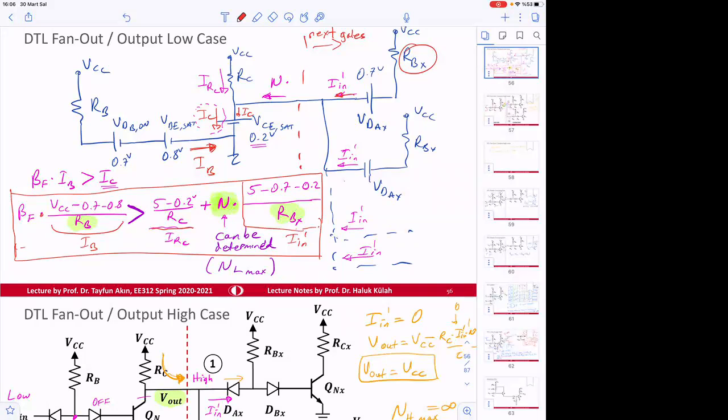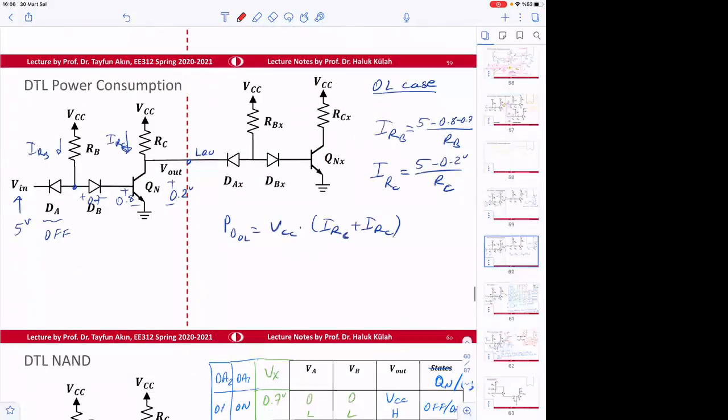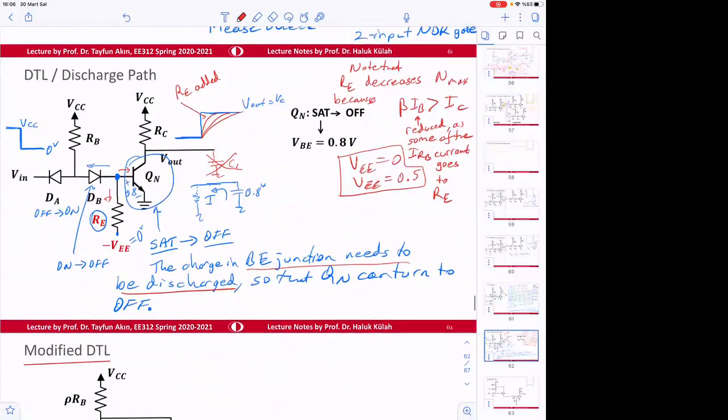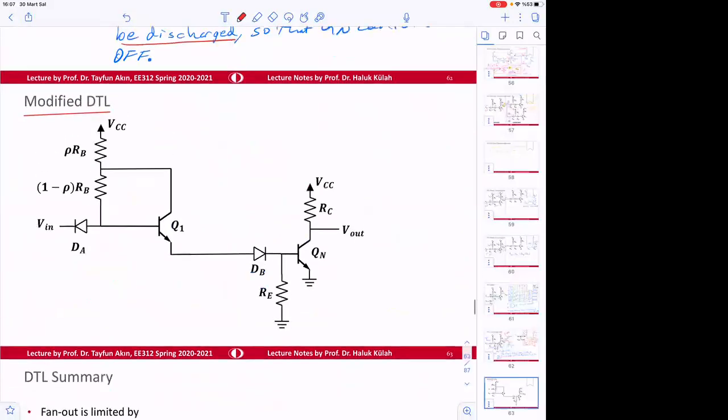So this is just to remind you the equation. This is fixed, so we don't want to do anything with this, but here the fan out really depends on that RB. And the smaller it is, IB is increasing, but also this is also increasing. So considering this, the circuit is really modified to this one.